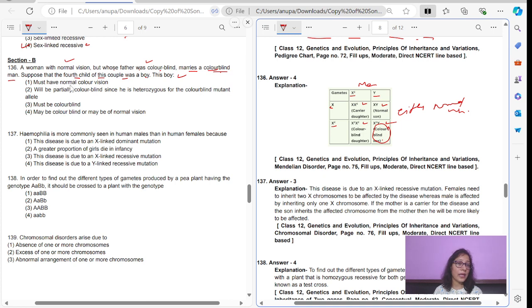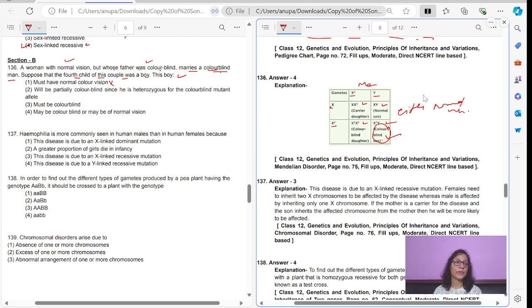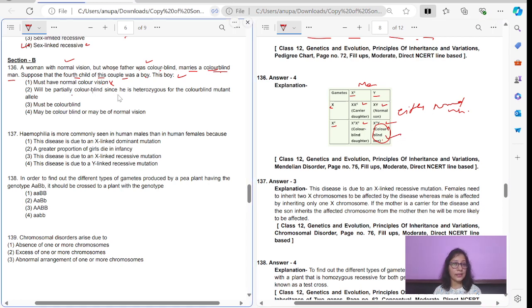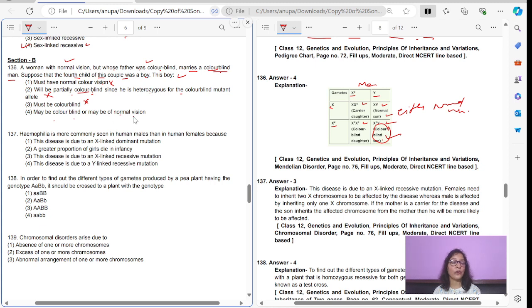The first option is must have normal color vision. This is wrong because the son may be colorblind also. The second option is partially colorblind since he is heterozygous for the colorblind mutant allele. This is totally wrong because one individual cannot be partially colorblind. He will be either colorblind or have normal vision. The third is must be colorblind. This is also wrong because there is a possibility of normal vision also. The next option is maybe colorblind or maybe normal vision. So this is the correct option. Option number 4 is the correct answer for this question.